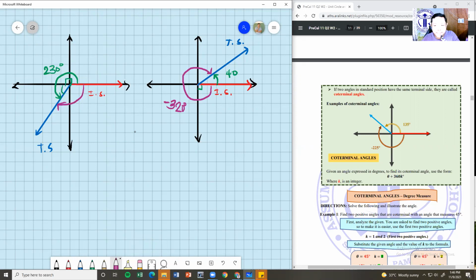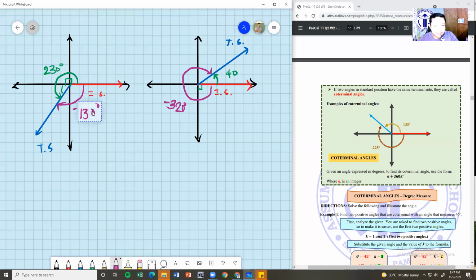Okay, I want your classmates to post their answers first. The answer is, of course, this is 130 degrees. Positive or negative? It's negative. Correct, because it is in clockwise position. Can you follow? Okay.